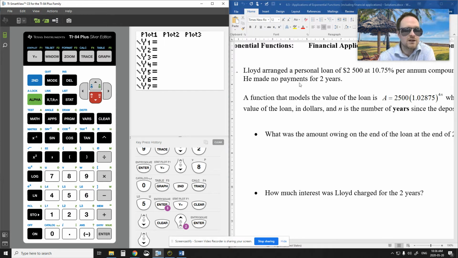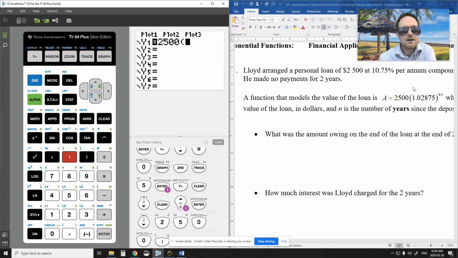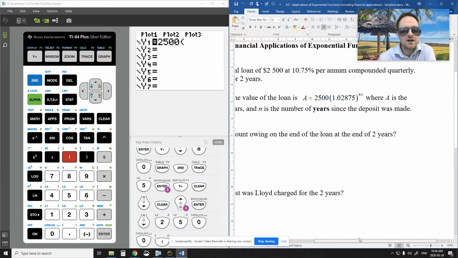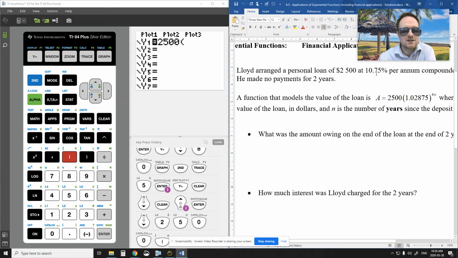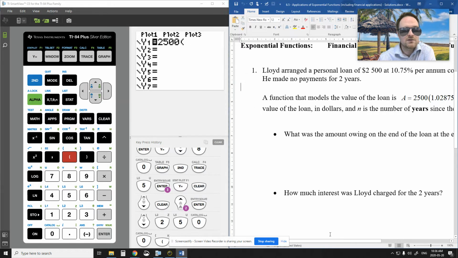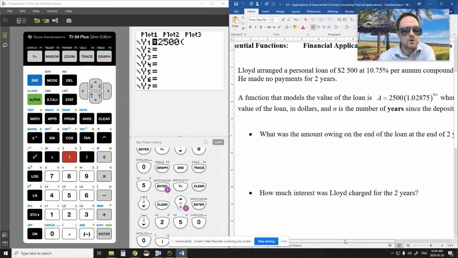It says Lloyd here arranged a personal loan of $2,500. So that's why there's a $2,500 in the equation. Going up by 10.75 per annum. That just means per year, compounded quarterly. Now, there's a lot of things in how these numbers down here relate. So what they do with this number is they divide it by 4. That's where this 2.875 comes from. And because it's quarterly, quarterly stands for 4 times a year. That's where that 4 comes from.